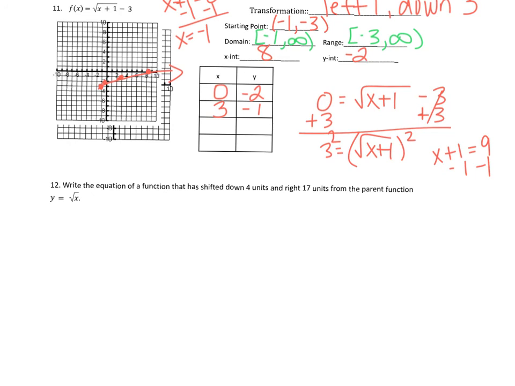But so if we look here, we're going to go down and right. Remember, right is your h, and this is your k. So y equals the square root. We're going to go right. So x minus 17, and down 4 is minus 4. Okay? That concludes HK transformation notes.